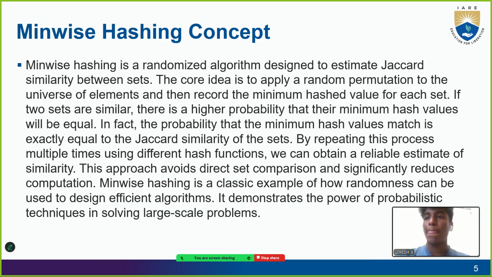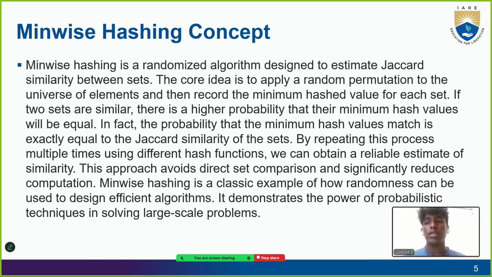Minwise hashing concept. Minwise hashing is a randomized algorithm designed to estimate Jaccard similarity between sets. The core idea is to apply a random permutation to the universe of elements and then record the minimum hash value for each set. If two sets are similar, there is a high probability that their minimum hash values will be equal. In fact, the probability that the minimum hash values match is exactly equal to the Jaccard similarity of the sets.